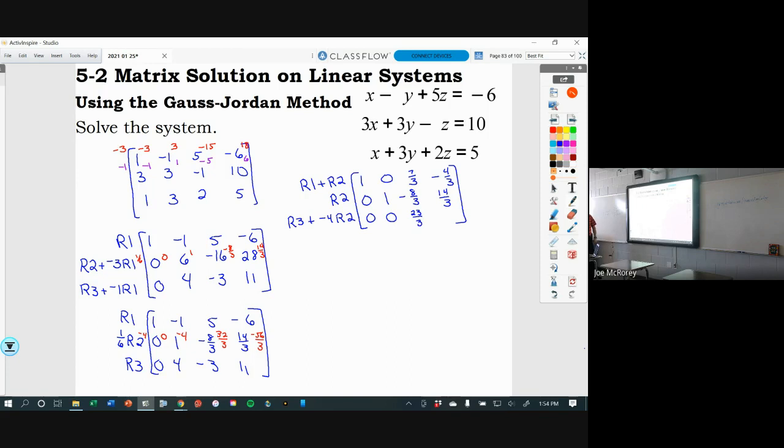And -56/3 plus 11, that'd be -56/3 plus 33/3, which is going to be -23/3. Okay. And again, if you're struggling with fractions, you've got your calculator. Use your calculator, do the math, push math enter, and it's going to fix it for you, okay?